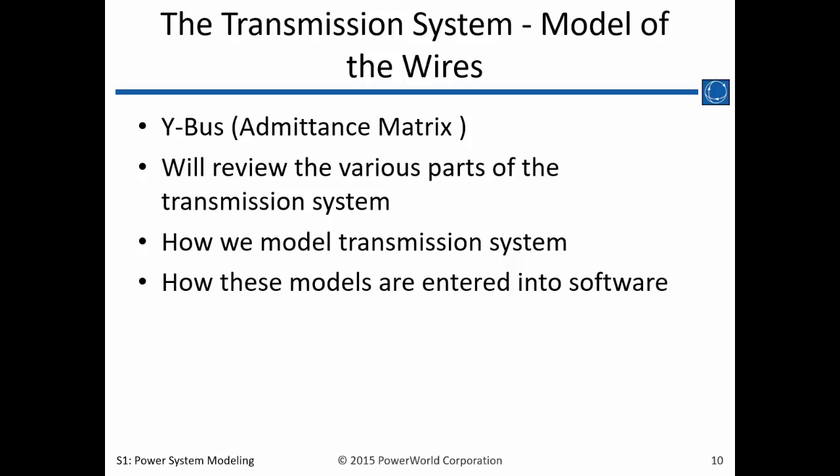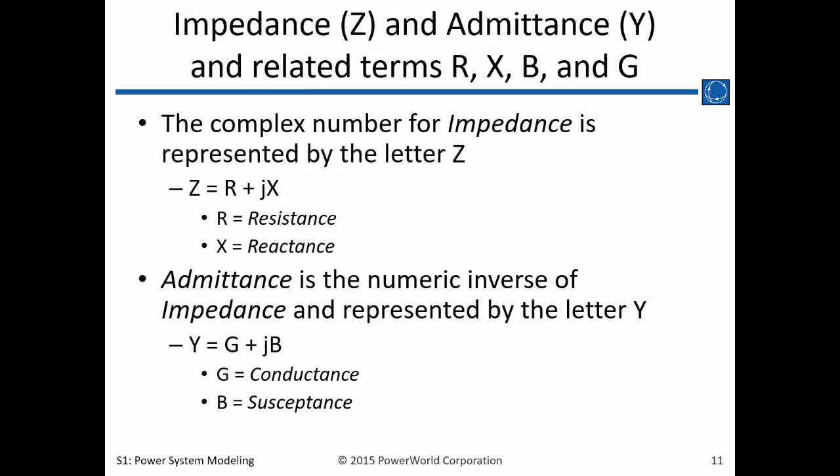So for the transmission system, now we're going to talk about what the model of the wires looks like. The model of wires in transmission analysis is called the Y-bus, or the admittance matrix. We'll review the various parts of the system and how we model those parts of the transmission system and how you enter those models into the software. We'll talk about how you would input the values that go into the Y-bus, and we're also going to talk about how you would input other values as well for generation and load and shunts and so on.